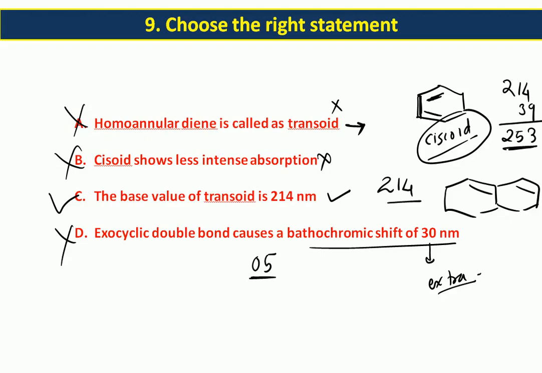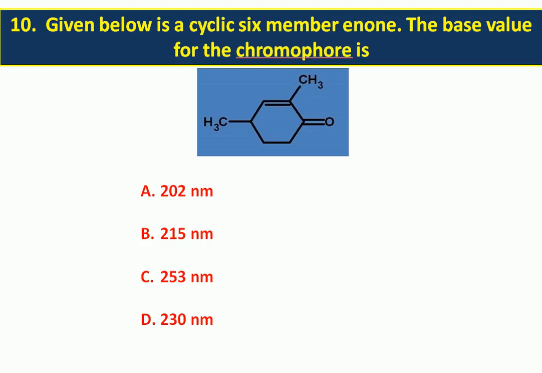Let us move to the question number 10. The question is: given below is a cyclic 6-membered enone. Whenever 6-membered enone is present, the base value for such an enone is 215 nanometer. And if we look at this option, 215 is given in option B. So B is correct. 202 is for 5-membered ketone, 5-membered ketone having enone system, and one more value 207 is for enone which is having aldehyde functional group. So here for this 6-membered enone, 215 is the correct answer.